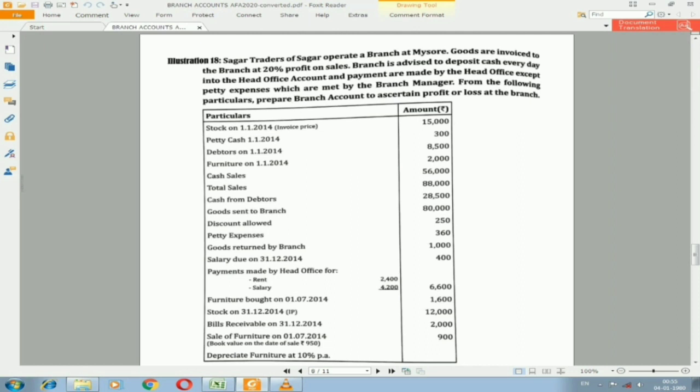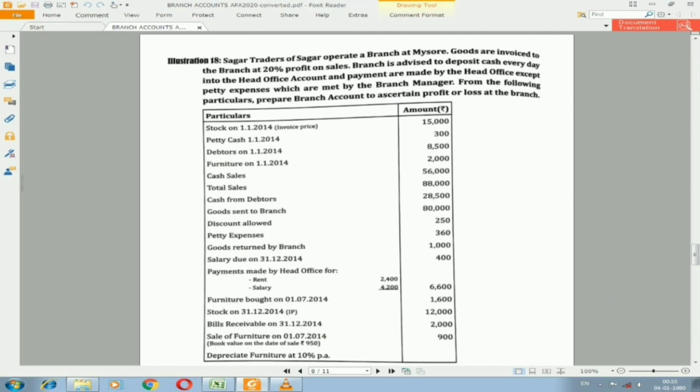They have spent money on petty expenses, 360. It is exceeded. So 60 rupees they will take from the income they have generated. So the closing balance of petty cash will be nil. There will be no cash at the end of the year. So the petty cash closing balance will be nil, but whatever the exceeded amount is, that will be deducted from the income generated by the branch.